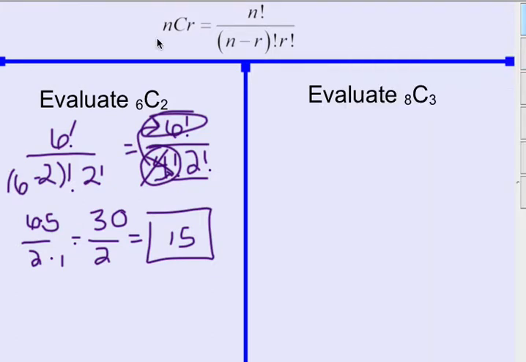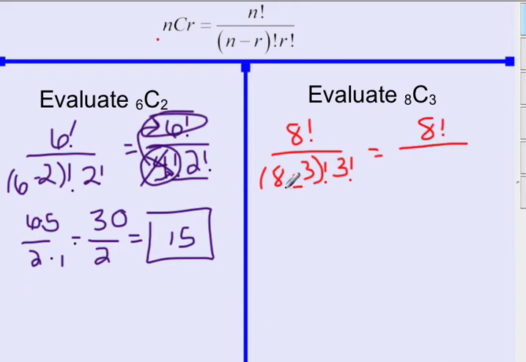Now, let's go ahead and take a look at this next one. So we're doing 8 choose 3. So we're going to do 8 factorial divided by (8 minus 3) factorial times 3 factorial. So then we're going to do 8 factorial on top. 8 minus 3 is going to be 5 factorial, and then we're going to have 3 factorial. So then I want to take a look. My largest factorial on the bottom is 5. So that's what I'm going to use to take out of the 8.